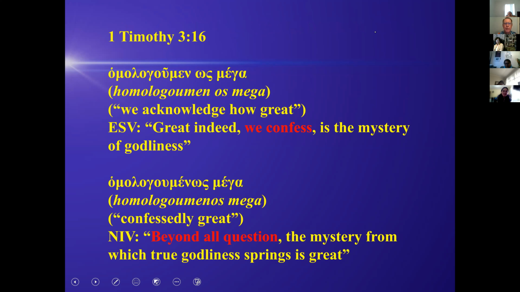An example from the scripture: 1 Timothy 3:16. Is it homologoumenos mega, or is it homologoumen hos mega? Is it three words, in other words, homologoumen hos mega, which means we acknowledge how great, and this is what the ESV takes it as: great indeed, we confess, is the mystery of godliness. Or is it homologoumenos mega, confessedly great? And that's the way the NIV takes it: beyond all question, the mystery from which true godliness springs is great.